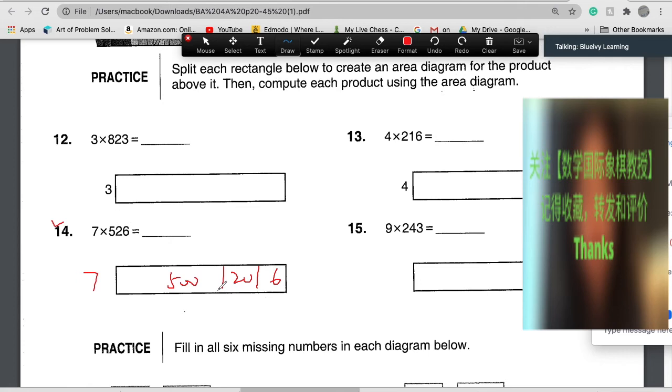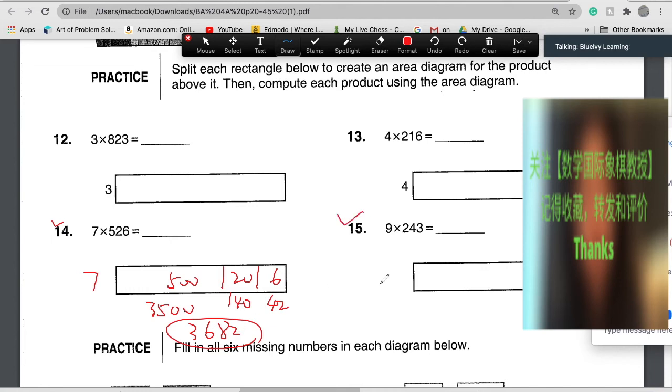Okay, Olivia got it correct. Samuel got it correct. It will be 3,500. This one will be 140. This one will be 42. So then you got 3,682. Yes, very good.